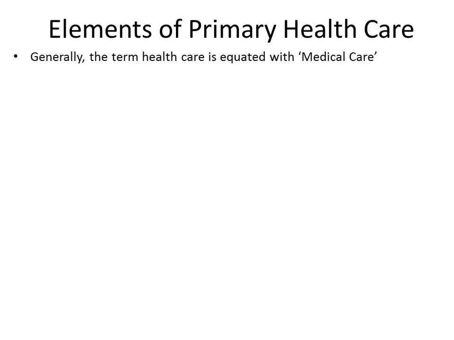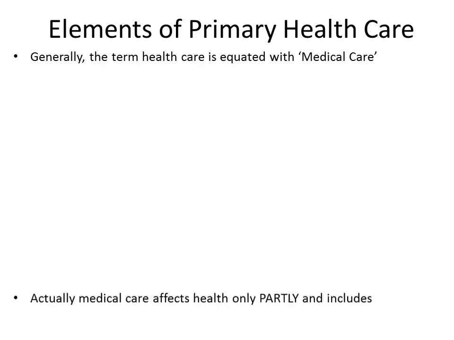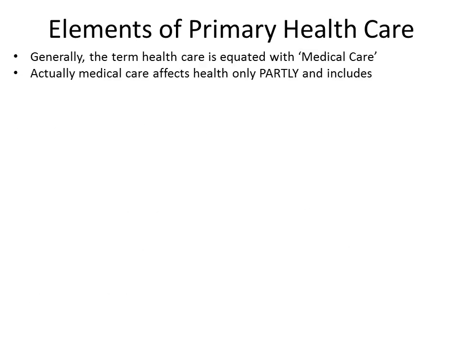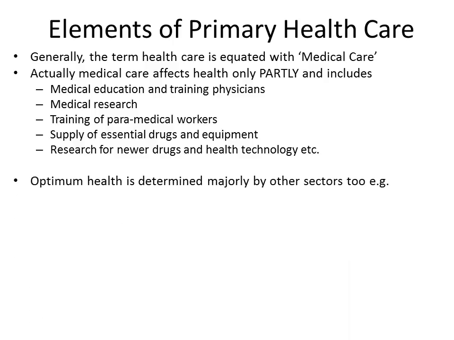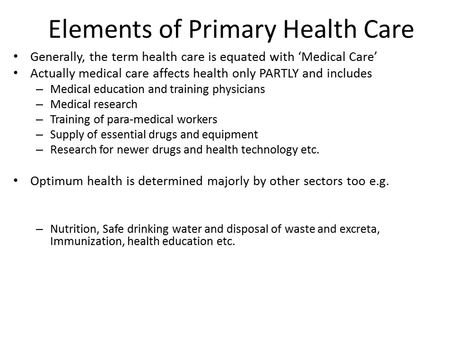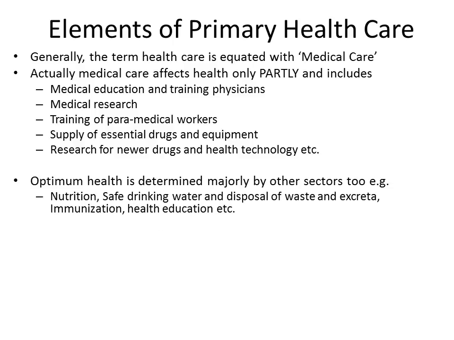Elements of primary health care. Generally, the society thinks that health care is synonymous with medical care. Actually, medical care affects health only partly, and it includes medical education, medical research, and so many things. But medical care comes into play only when health deteriorates and illness sets in. So it affects only a part of health. Optimum health is determined by other sectors too, like nutrition, provision of safe drinking water, provision of sanitary disposal of excreta, immunization, etc. The list of these facilities or services is very long.